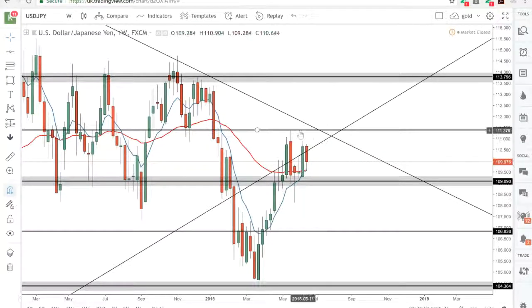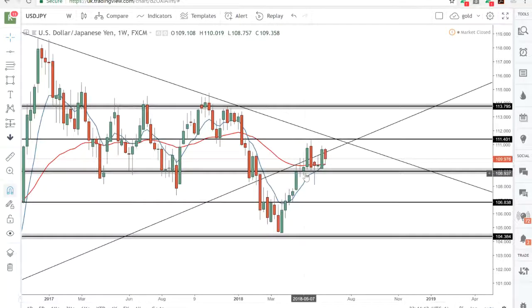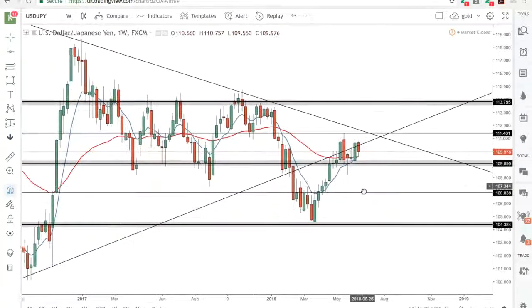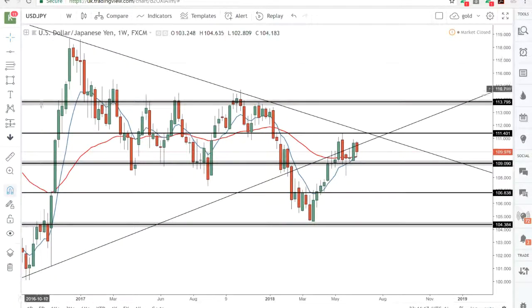This week's candle has now closed. It closed just over an hour ago. It has rejected there, but this has also rejected that monthly uptrend. So we need to look into this in a bit more detail.